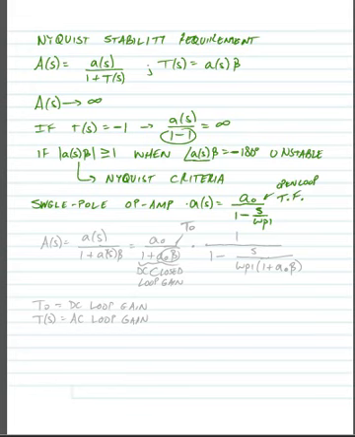If we configure this in a closed loop, we know that our gain A of S is equal to little a of S divided by 1 plus little a of S times beta, which is equal to A sub 0 divided by 1 plus A sub 0 times beta. This is our DC closed loop gain.